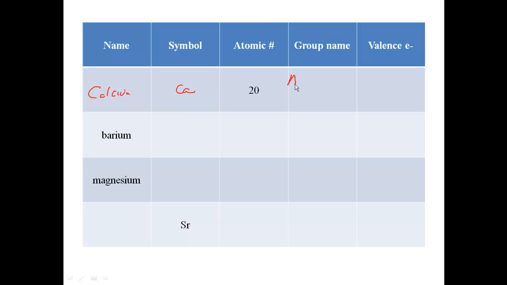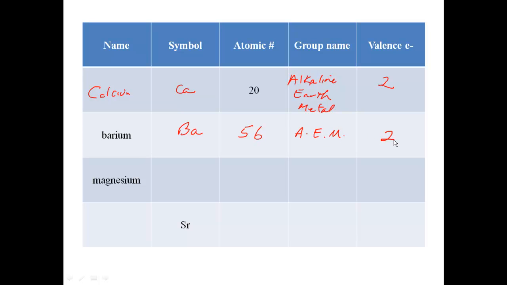Alkaline earth metal. And alkaline earth metals, all alkaline earth metals, have 2 valence electrons. So if I look at barium, barium's almost all the way down at the bottom of the column. Still an alkaline earth metal. So that's barium. Barium is number 56. Right? Its group name is an alkaline earth metal, which means it still has 2 valence electrons.